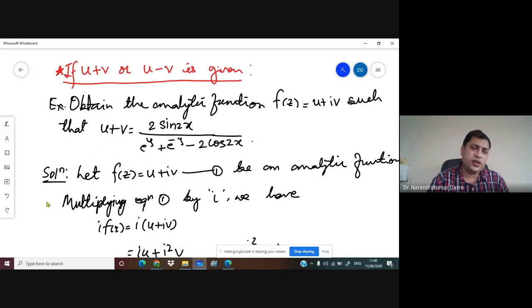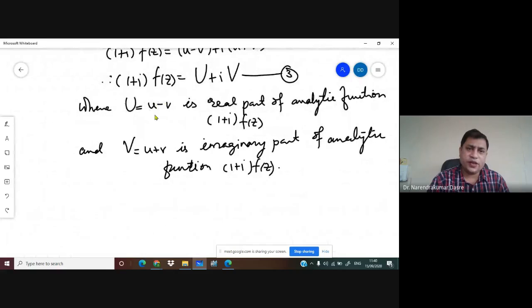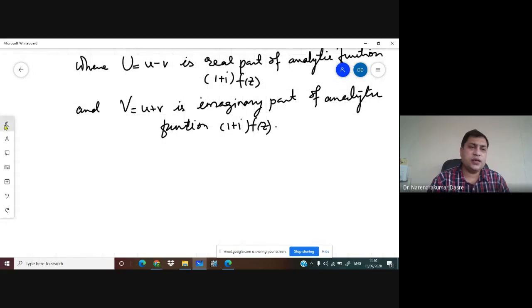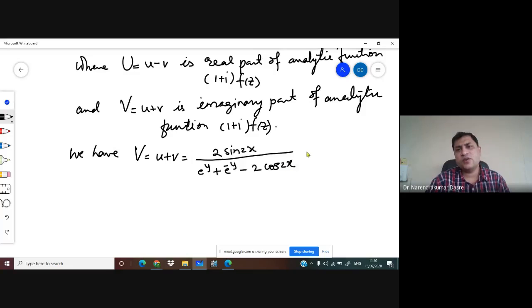Given to us is u plus v. We have to see whether it is a real part or an imaginary part. Where you find u plus v, it is here, so that is going to be capital V, and hence the imaginary part is given. So we have capital V is equal to u plus v is equal to 2 sine 2x upon e raised to y plus e raised to minus y minus 2 cos of 2x. This is going to be the imaginary part.